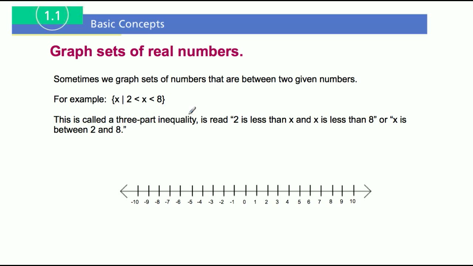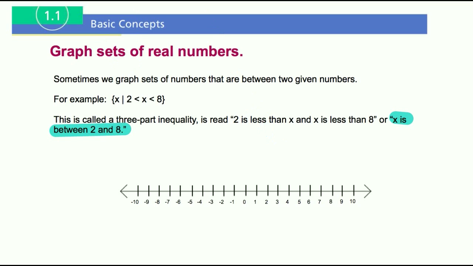So this is called a three-part inequality. And just as I said, it's read 2 is less than x is less than 8. But more commonly, the way that we usually read this is we say that x is between 2 and 8. That's usually how we say that, because if x has a less than symbol and a greater than symbol on both sides, then it must be in between 2 and 8. And hopefully that makes sense. If x is less than 8, so smaller than 8, but yet x is bigger than 2, that means it's in between 2 and 8. It's bigger than 2, but smaller than 8.